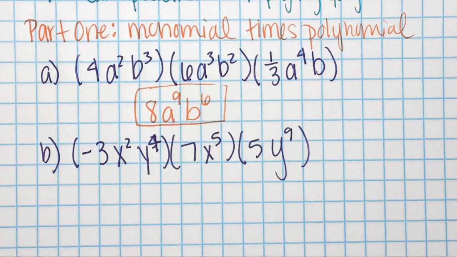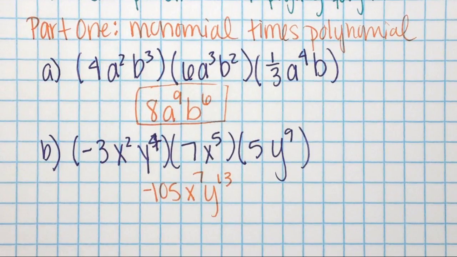Remember, you're doing this one without me. Yes, negative 105 x to the 7th y to the 13th. How many of us got it right? If 2 people at the table got it right, take a point. Everybody got it. You still get a point.